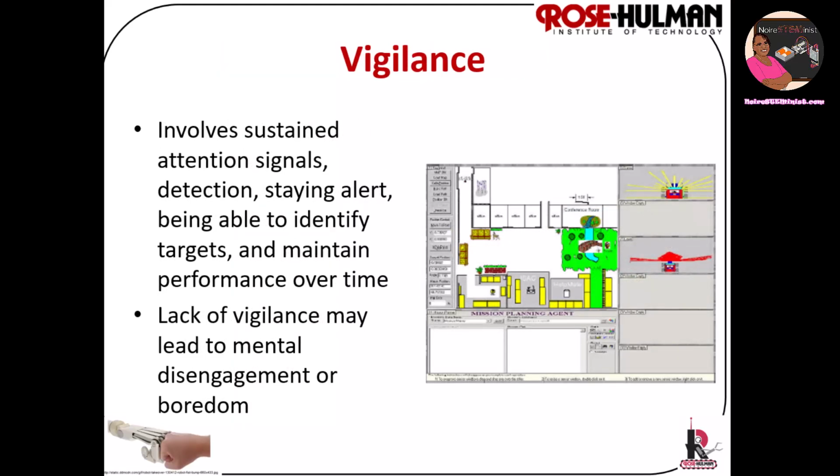So vigilance is understanding sustained attention, signal detection, staying alert, and being able to identify targets and maintain performance over time. In other words, the longer the human uses the interface, does their performance start to deteriorate, where they become fatigued and are not able to engage as well with the robot?